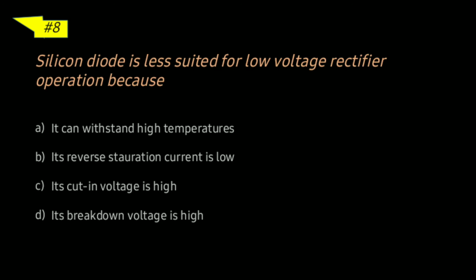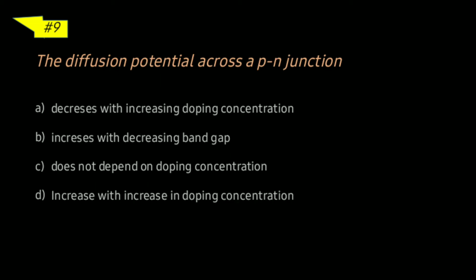Next question is, silicon diode is less suited for low voltage rectifier operation because it can withstand high temperatures, its reverse saturation current is low, its cut-in voltage is high, or its breakdown voltage is high. So the answer for this question is its breakdown voltage is high. That is, in the reverse bias condition, the breakdown voltage appears very high.